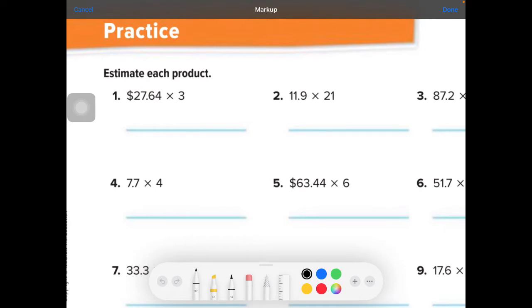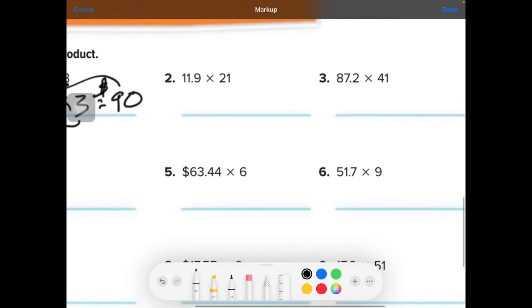We have $27.64 times 3. Well, this little 3 doesn't get along very well with any of these numbers. I'm going to make a compatible number of $30 times 3, because 3 times 3 is 9. And then I can bring the 0 over to make $90.